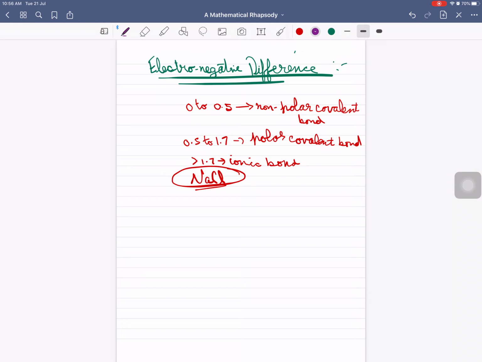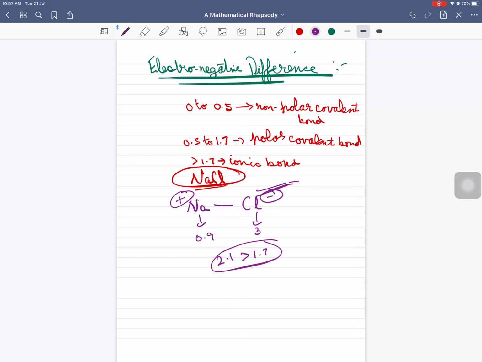So let's consider this to be a covalent bond. Let's draw a bond like this. This is Cl. What happens is chlorine, which has an electronegativity of 3, and sodium has an electronegativity of 0.9 rounded off, with the difference greater than 1.7, 2.1, right? So it completely grabs the electron from sodium. So this has a complete positive charge while this has a complete negative charge.